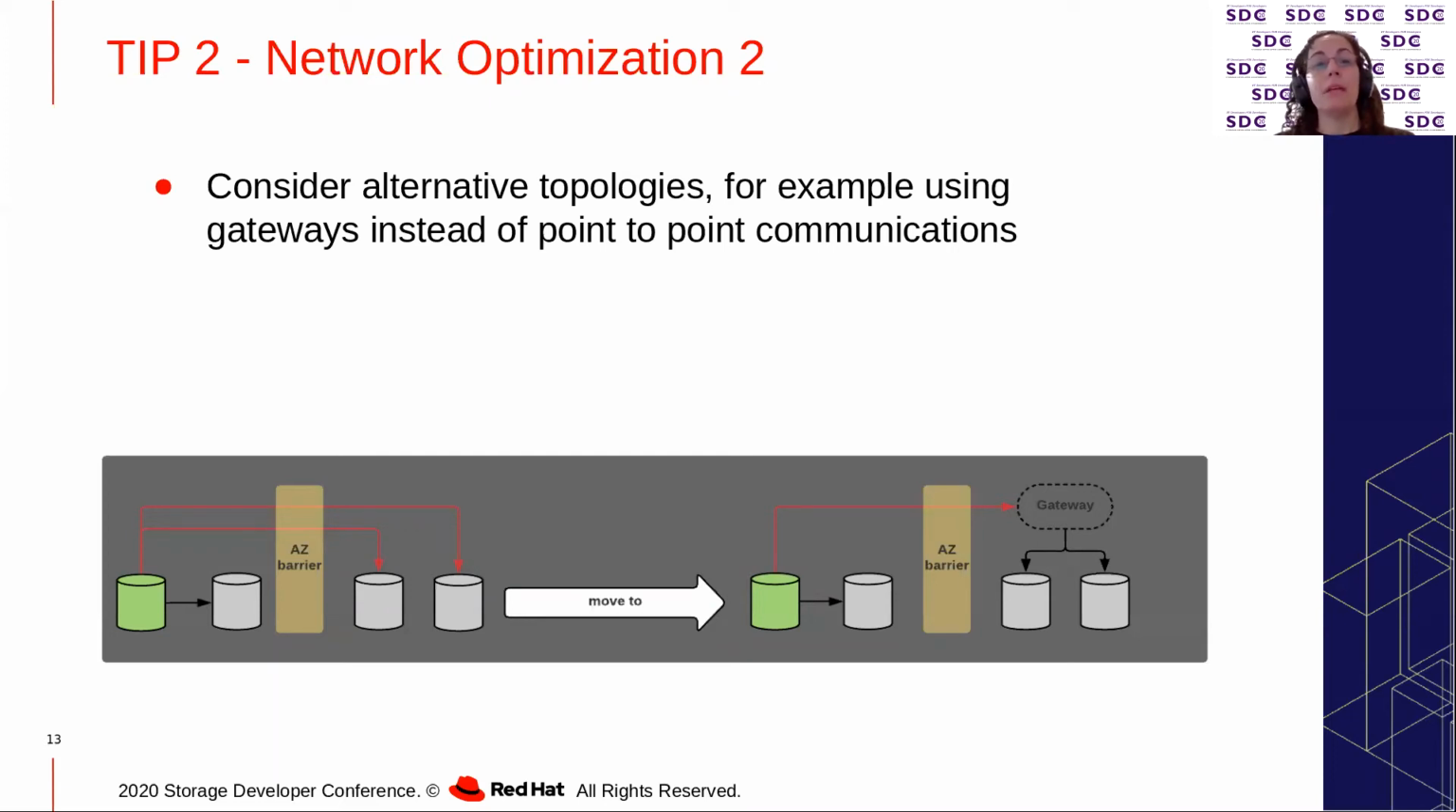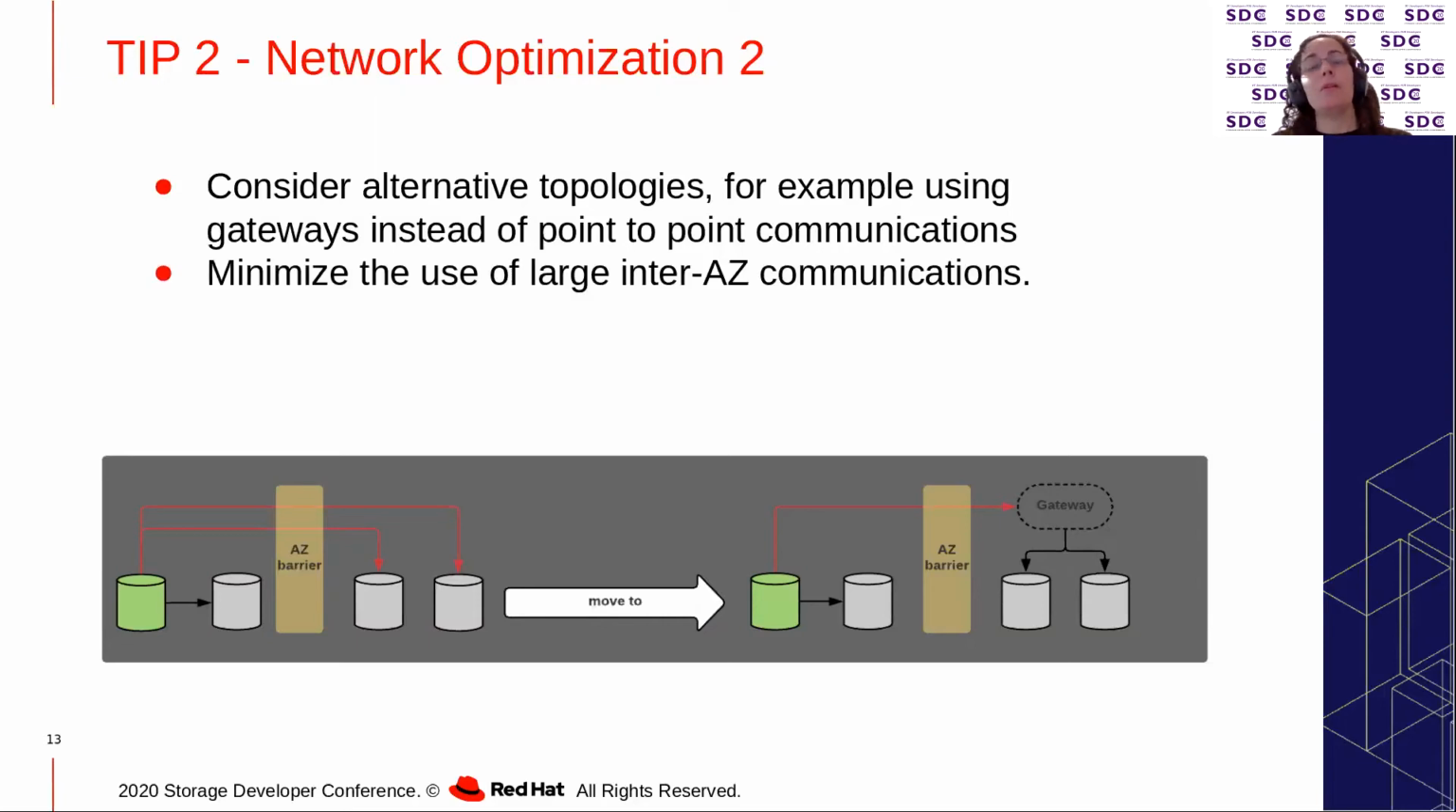The primary in zone A communicates with the gateway, and the gateway forwards the data to 2 other storage daemons in zone B, saving 50% of the write traffic between the zones. The acknowledgement can go in the same way back to the gateway and then to the primary, or can go directly to the primary. As the messages are very small, the savings are negligible. You should always minimize the use of cross-availability zone communication.